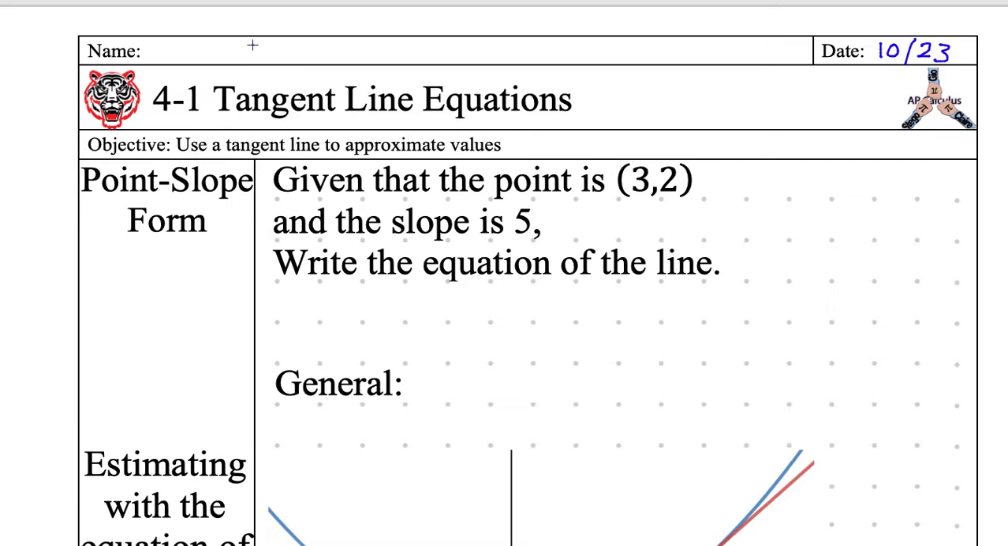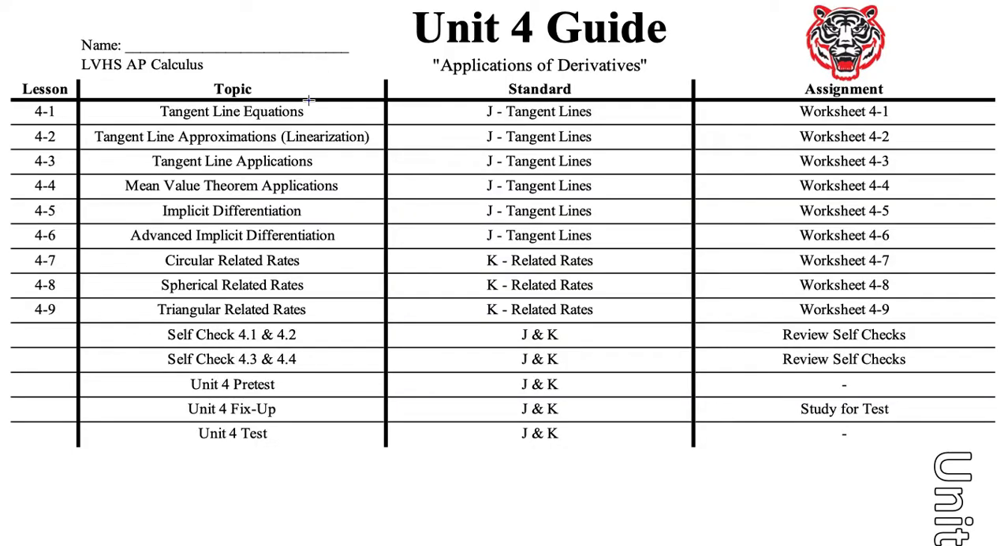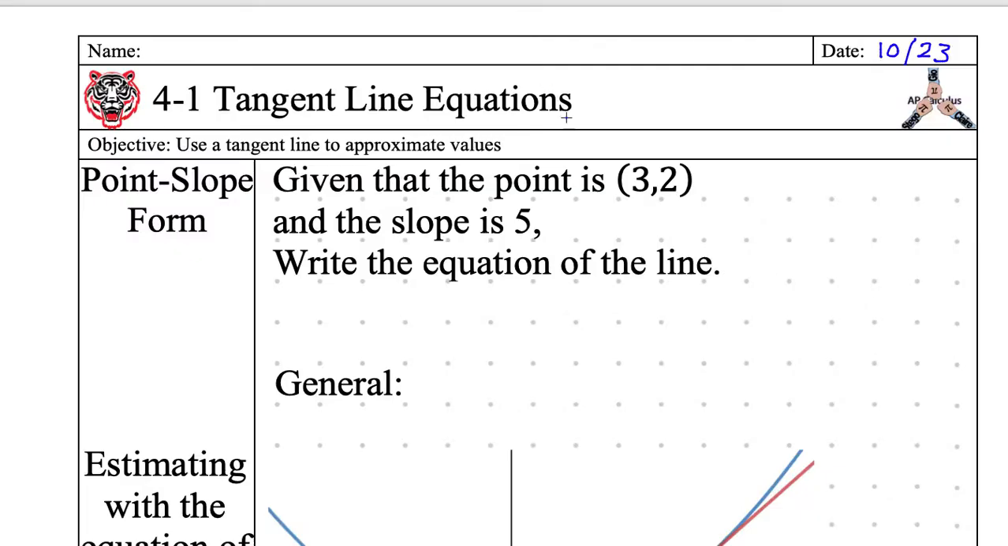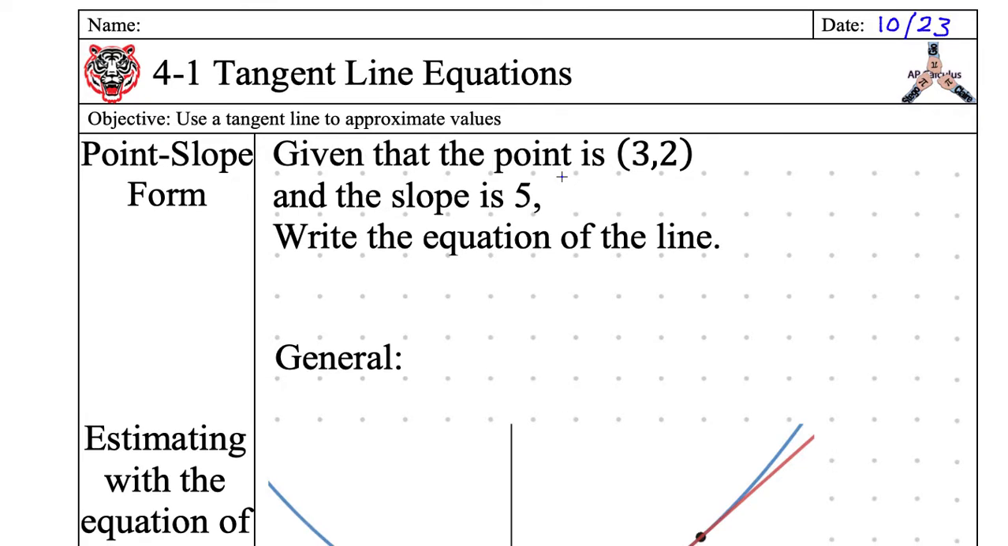We see that we are on a brand new unit, Unit 4. Here's our Unit 4 guide. We have 9 lessons, then self-check, pre-test, fix-up, test. Everything is updated on the website, so this stuff is all up. We have a giant packet printed out for all of the notes, all of the homework. So if you're absent now, you have all of that. Sorry, Claire, that you're not here to get that packet.